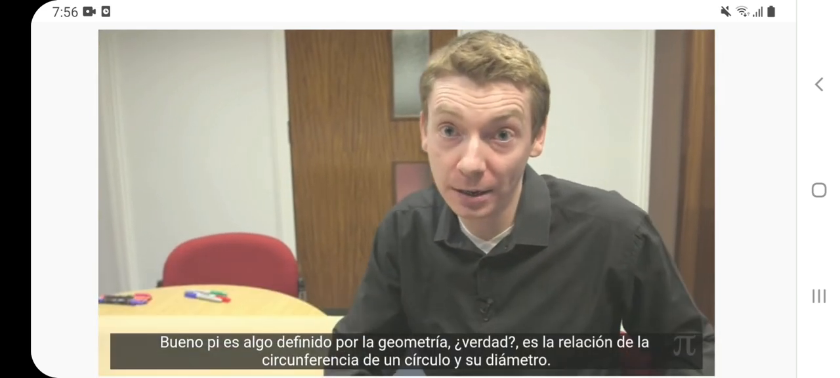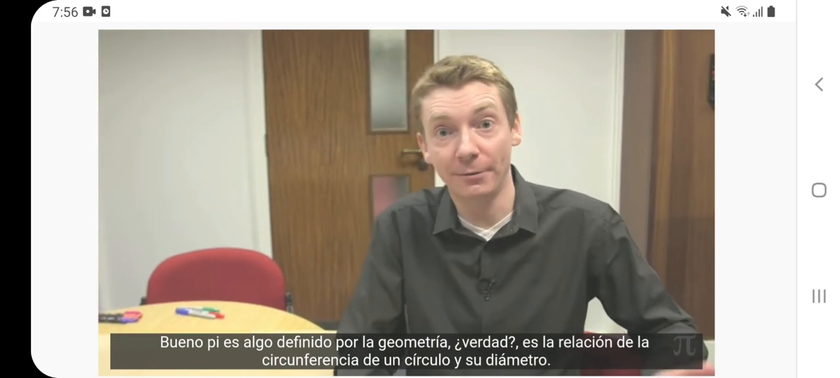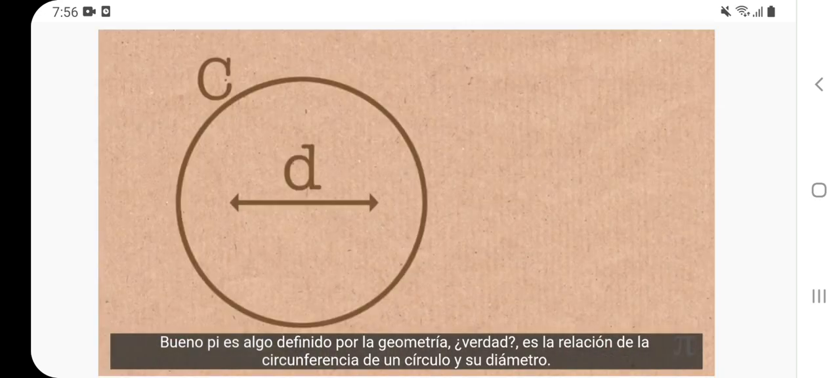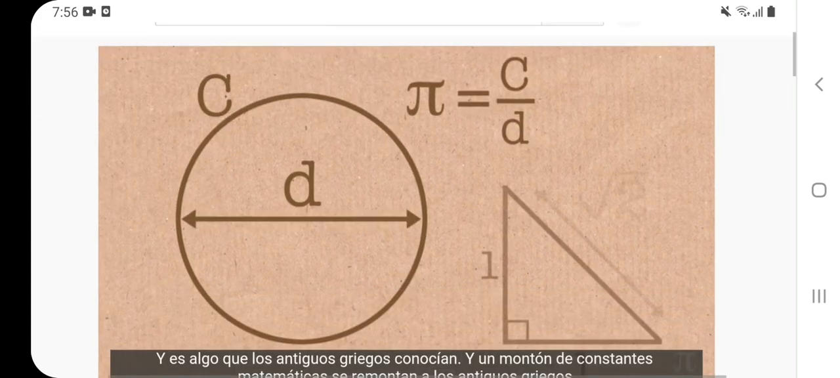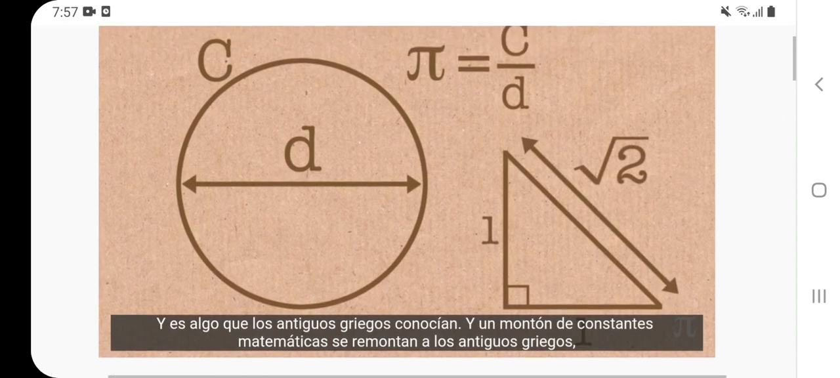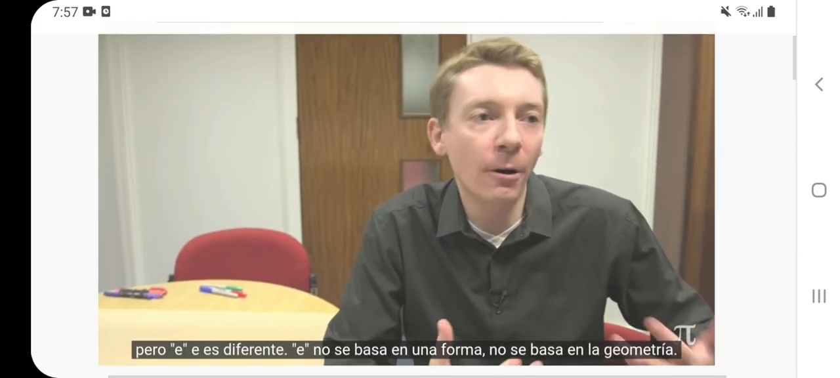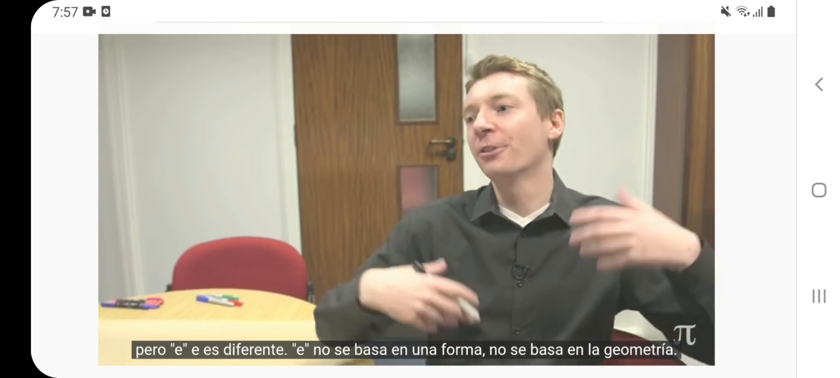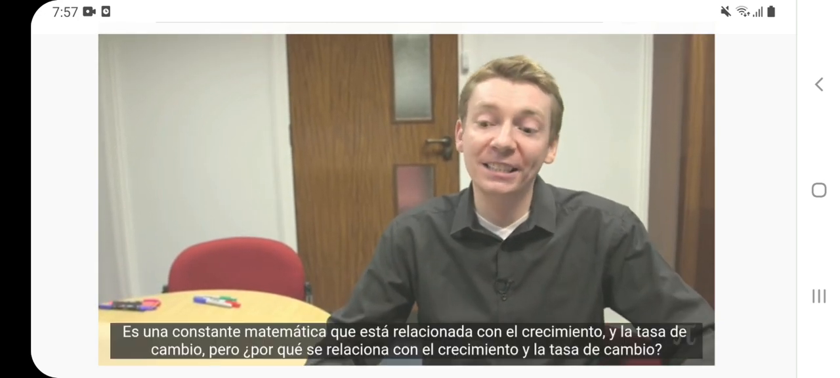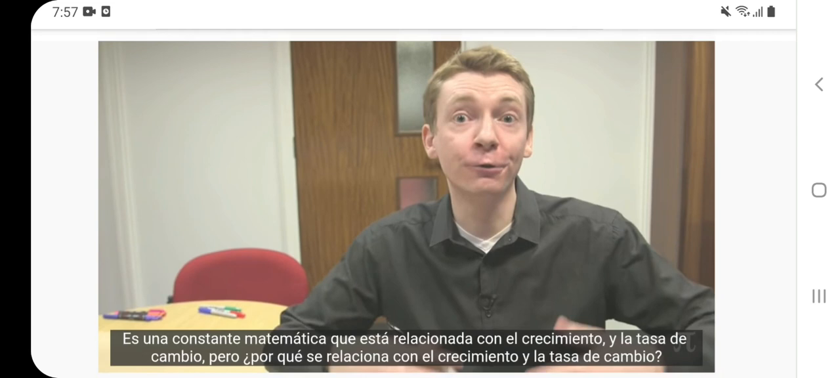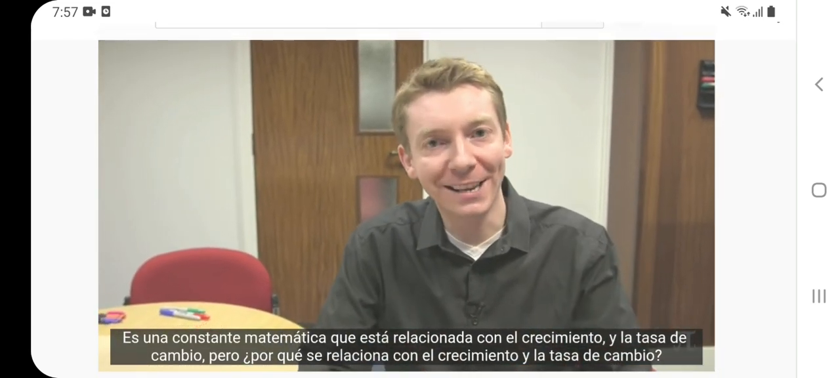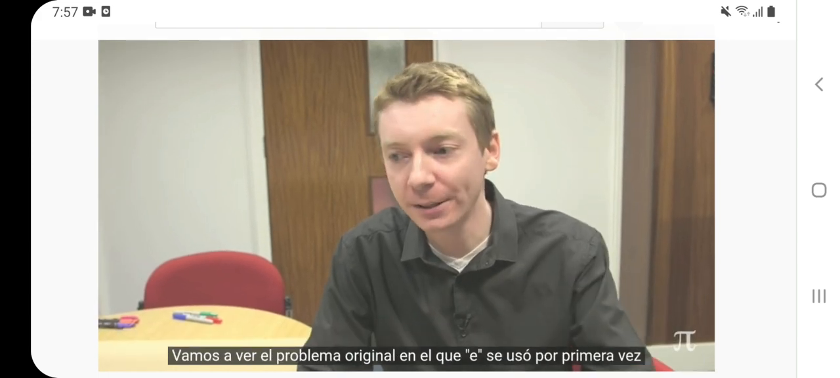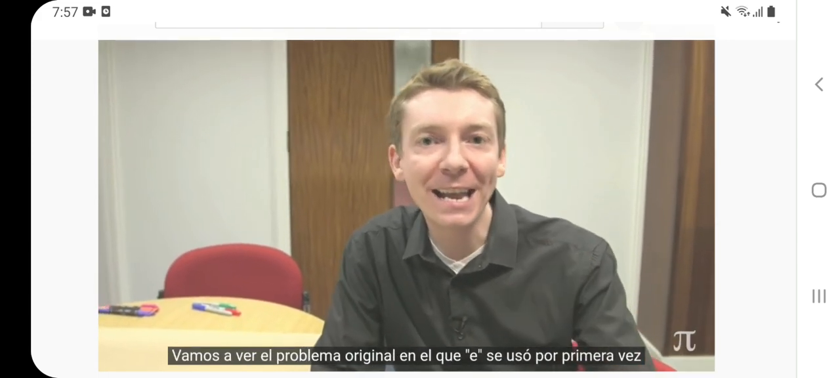The problem with E is it's not defined by geometry. Now, pi is something that's defined by geometry, right? It's the ratio of a circle's circumference and its diameter, and it's something the ancient Greeks knew about. And a lot of mathematical constants go back to the ancient Greeks, but E is different. E is not based on a shape. It's not based on geometry. It's a mathematical constant that is related to growth and rate of change, but why is it related to growth and rate of change? So let's look at the original problem where E was first used.